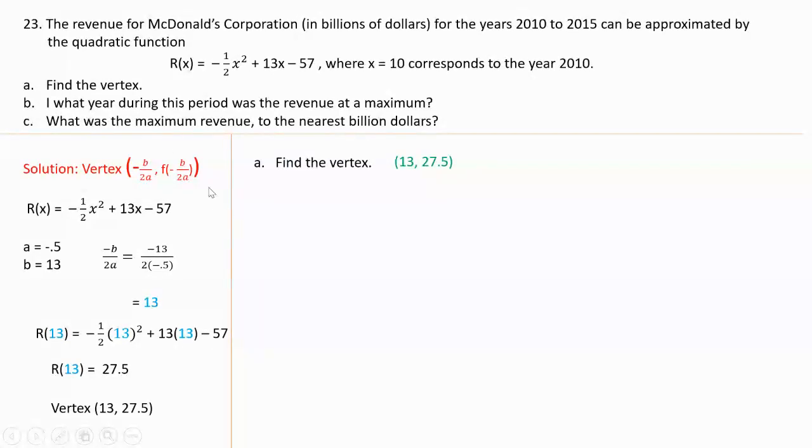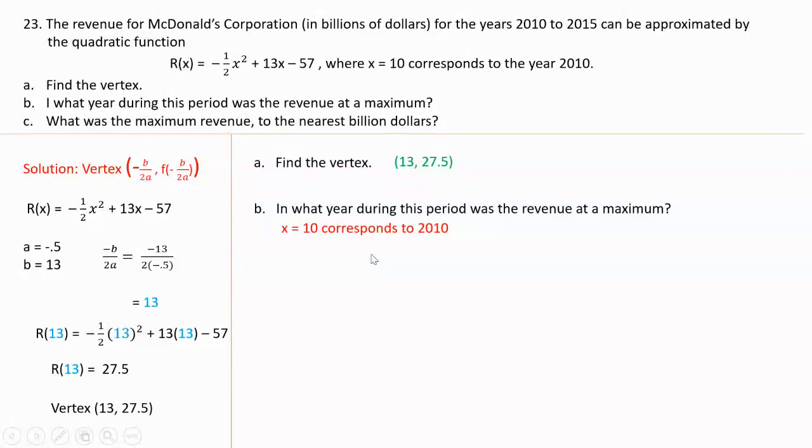Now the B part will be the x part of the vertex. It says in what year during this period was the revenue at a maximum? If x equals 7 corresponds to 2010, then x equals 13 corresponds to the year 2013. So the answer will be in 2013.